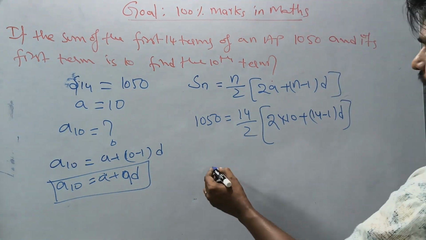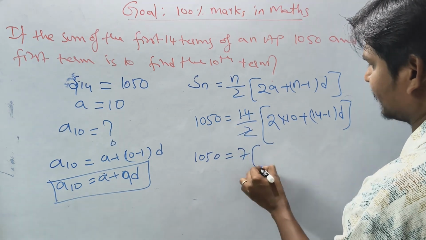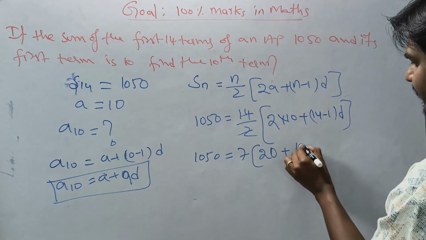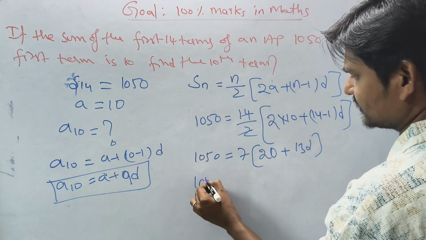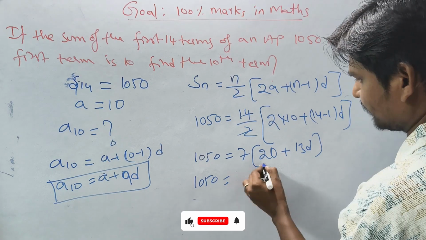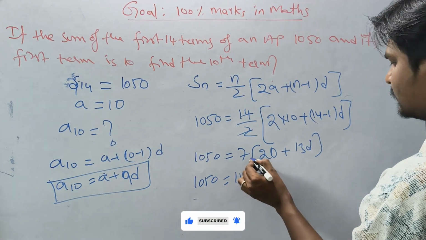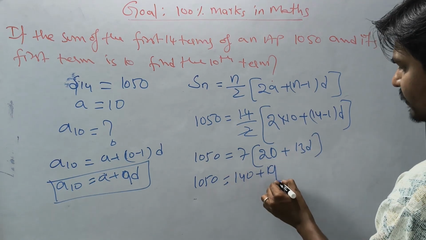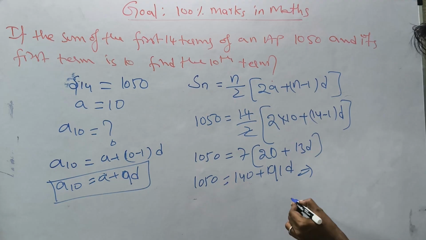Correct? Now from this, 1050 is equal to, 7 times cancel, 7 into 2 into 10, 20 plus 13d. Now if you simplify this, you will get 7 into 140 plus 13, 7 into 13. So 7 times 10 is 70, 7 times 3 is 21, 91d. Correct? Now from this I am writing here.